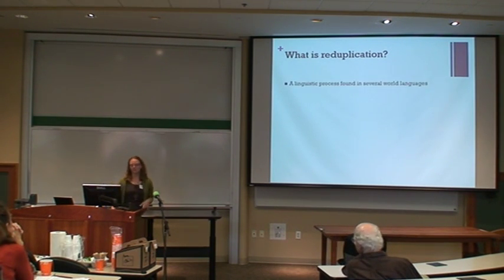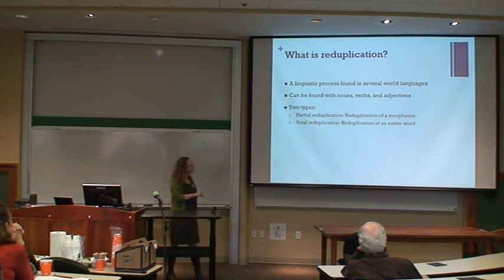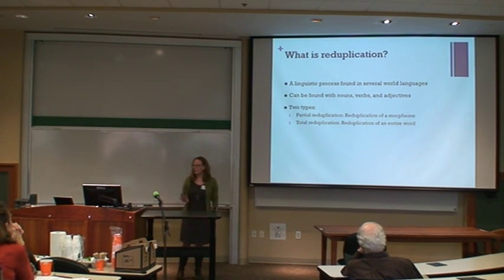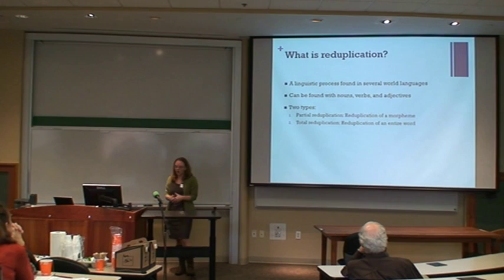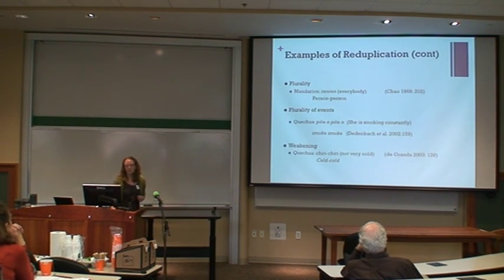So what is reduplication? It's a linguistic process found in several languages worldwide, and it can be done with nouns, verbs, and adjectives. There's two types. We've got partial reduplication and total reduplication. This is a repetition of either a sound or a morpheme, like in partial reduplication, or a total reduplication of an entire word. So I've got several examples from different languages.